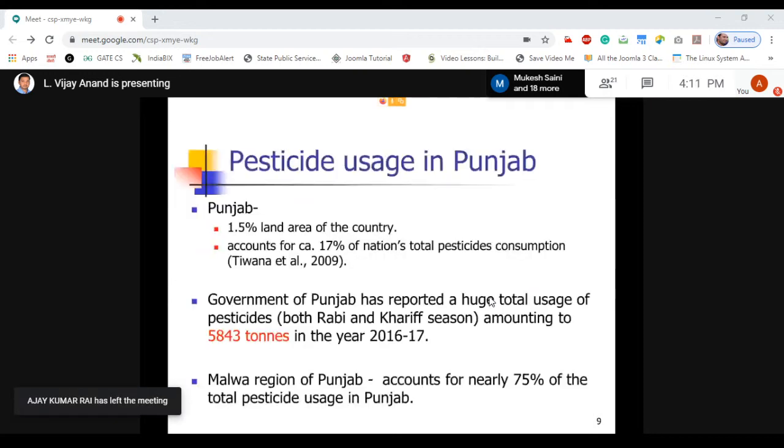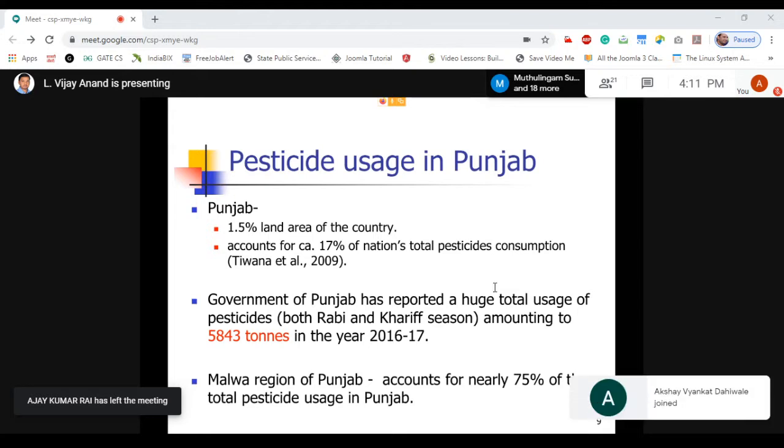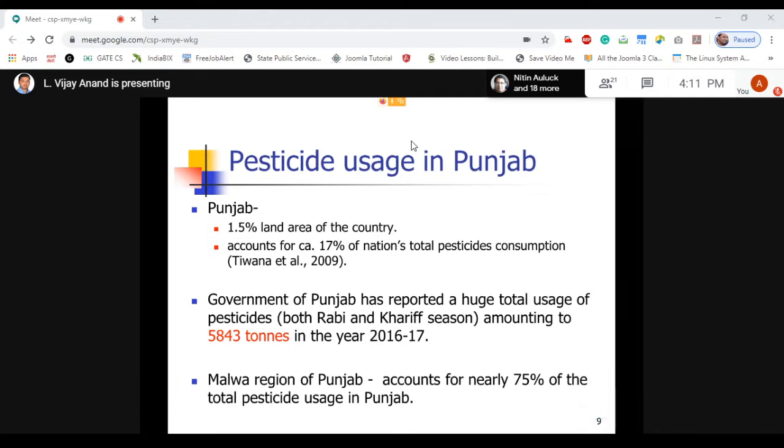Okay, when we look at the Punjab scenario and the amount of pesticide that is being used, as we know, this is an agrarian region, right? Although we have a very small amount of area, about 1.5% of the land area of the country, we are actually consuming 17% of total pesticides that is consumed annually, right? So that is actually around 5,000 to 6,000 tons of pesticides per year. Okay, that is a huge amount.